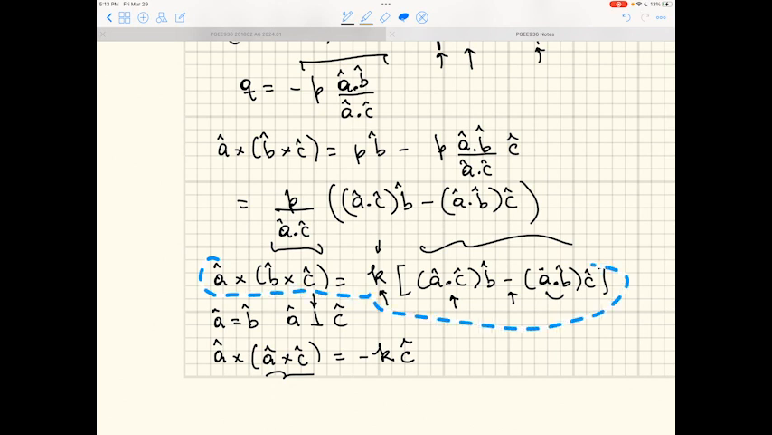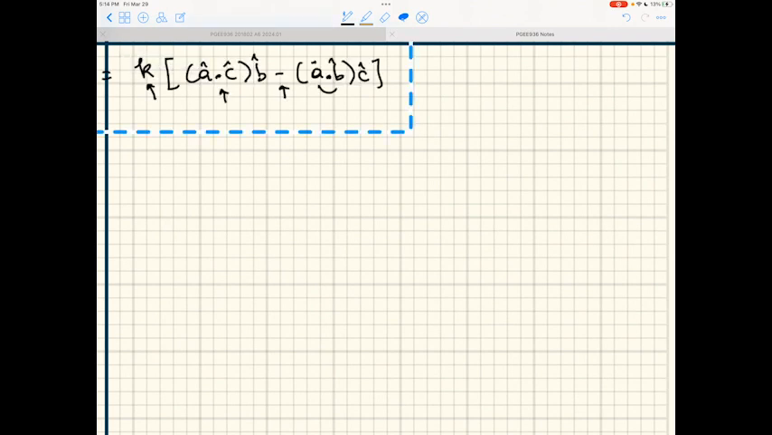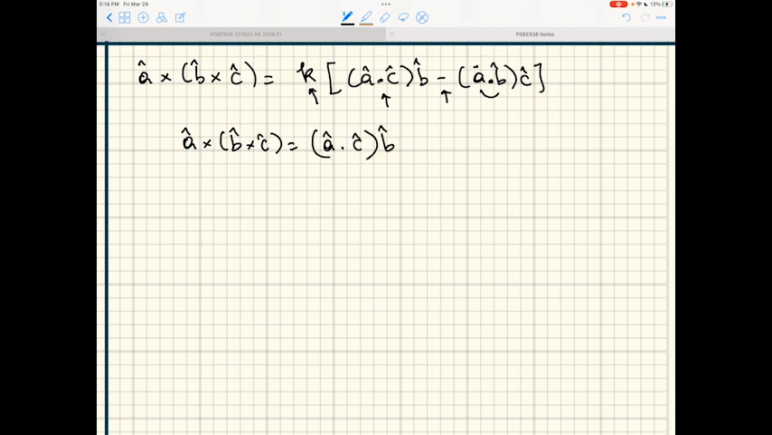Let's pick it up and put in the other view graph. Let's put here. So that's what we have. K equals 1, so in other words, A cross B cross C equals to AC B minus AB C.